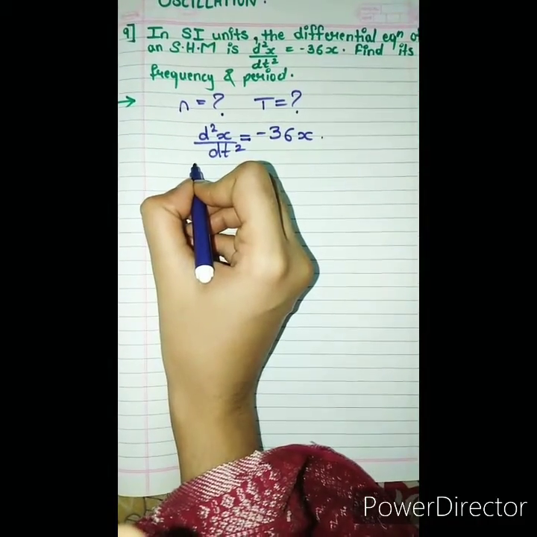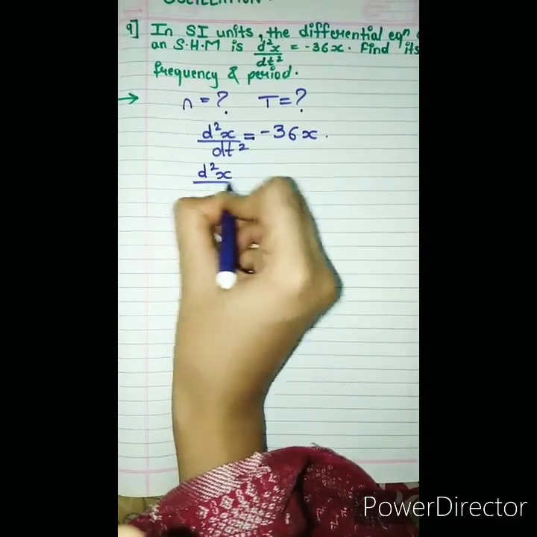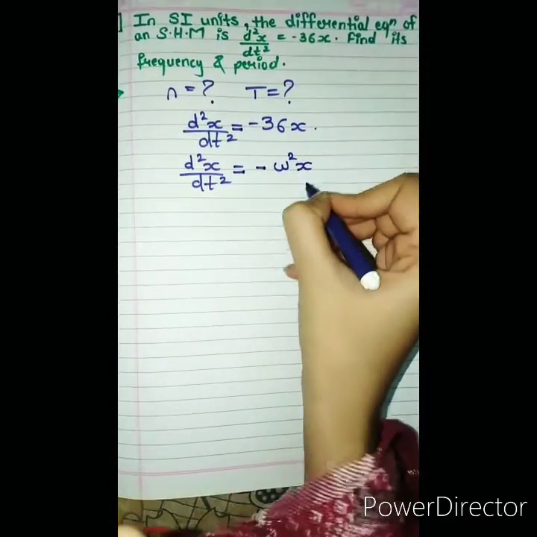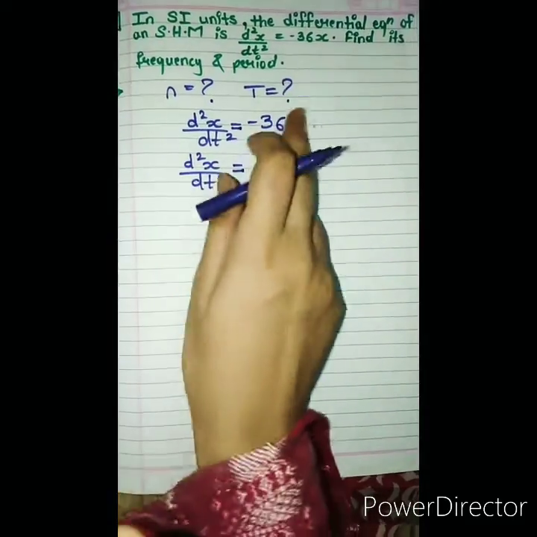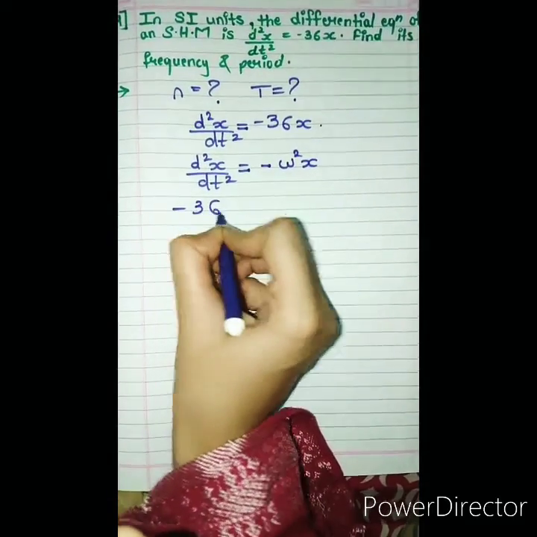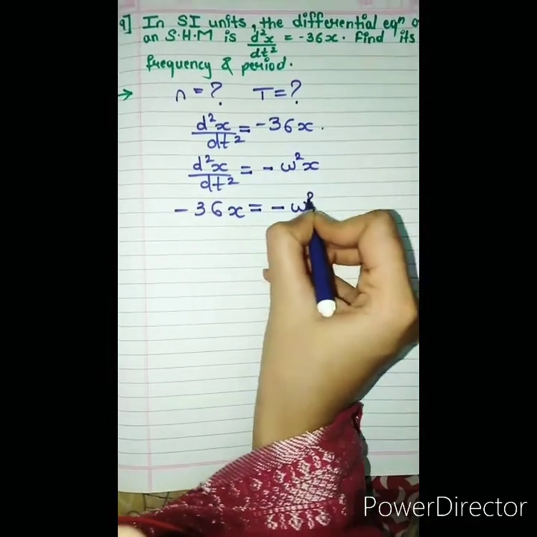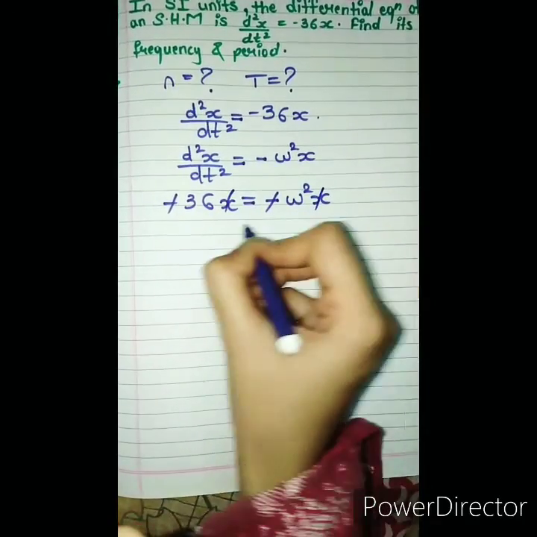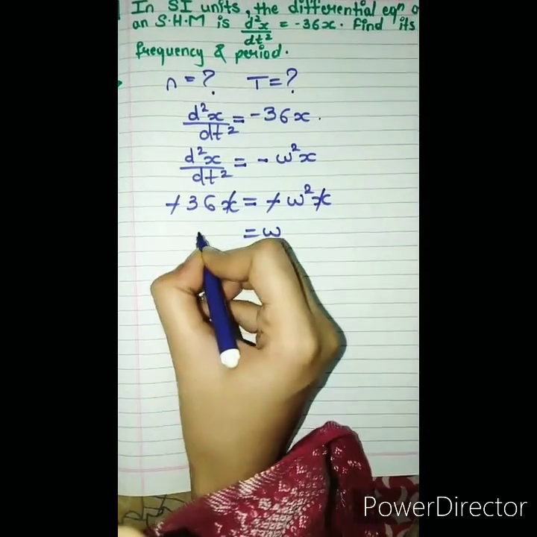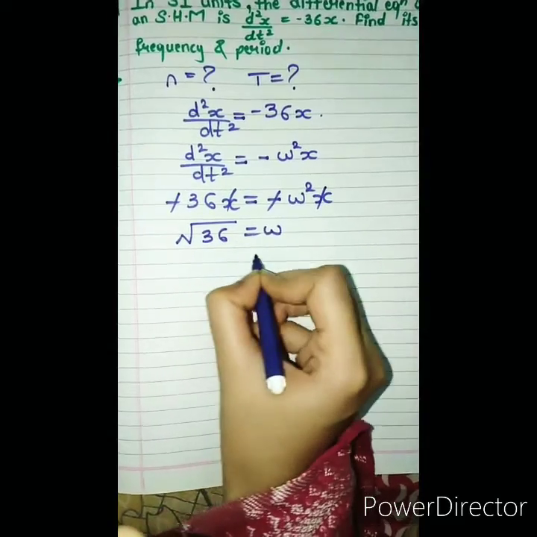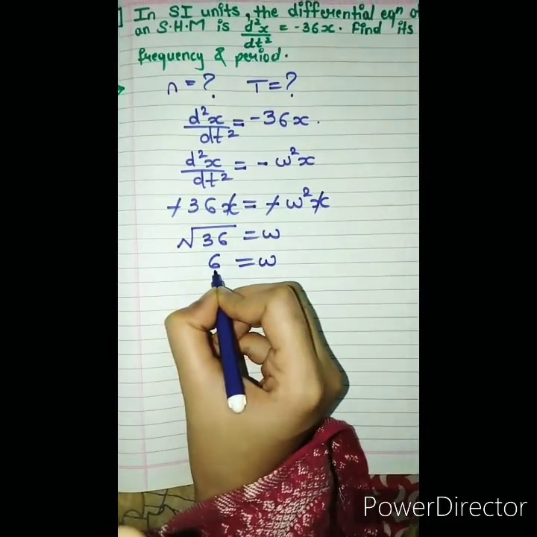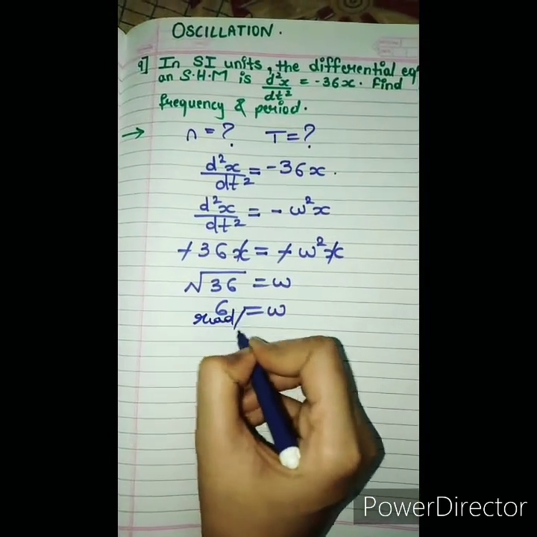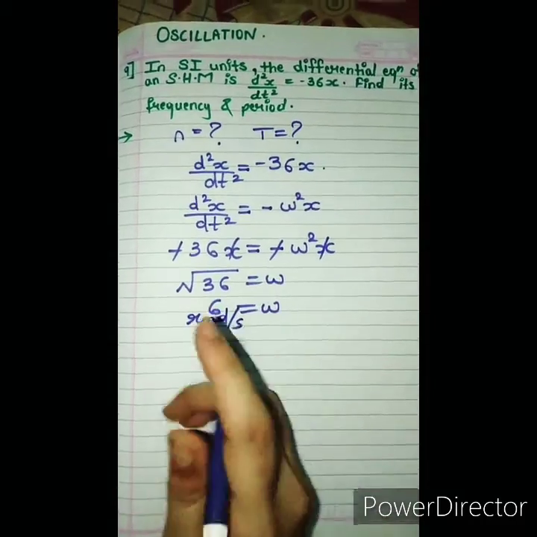Now what is the differential equation which you all have learned? That is d square x upon dt square is equal to minus omega square x. Compare both the equations. Here the left hand sides are equal, so right hand sides will also be equal. That is 36x is equal to minus omega square x. Here minus and minus get cancelled, x and x get cancelled, so omega square, you take it on the left hand side, it becomes square root, so omega is nothing but 6, and the unit for omega will be radian per second. So omega is 6 radian per second.